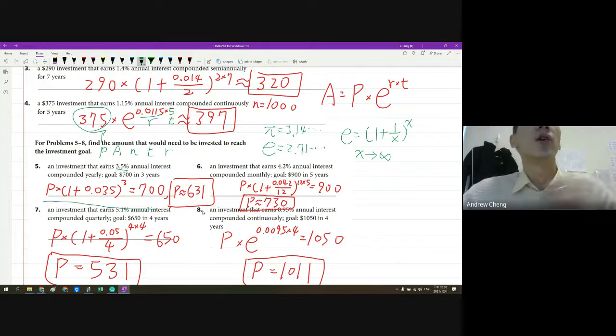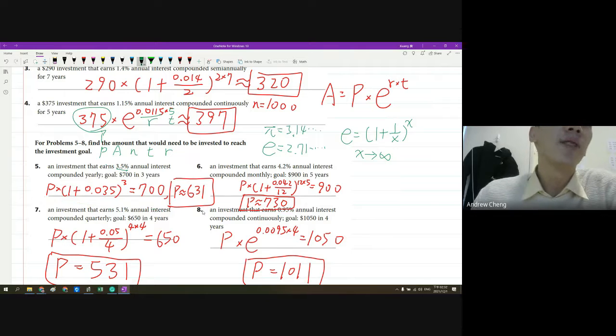So you use this. Okay, so how do I solve this equation for P? All right, you can use your calculator and find the value of this first, this one first. And then use 700 divided by this, and you will get P.